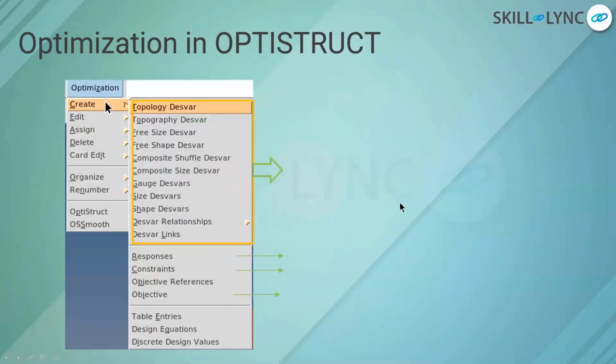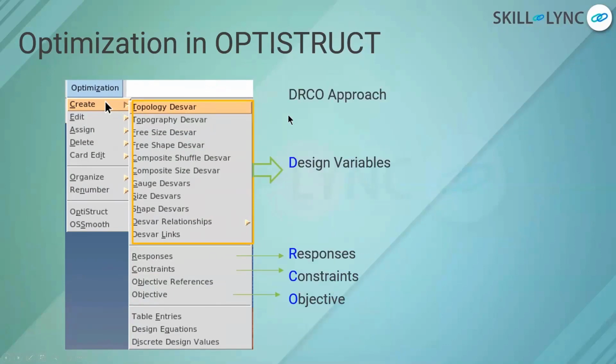Here I show an extract of the menu of OptiStruct. When you go to an optimization, this is how it looks. These are the four options or variables that you need to define. Again, going to the DRCO approach, here you define the design variables, whether you are doing topology optimization, topography optimization, or composite layer optimization, for example. Then you define all your responses, constraints, and objective.